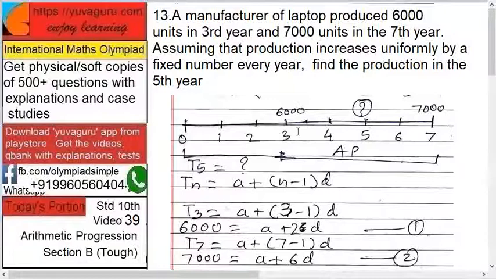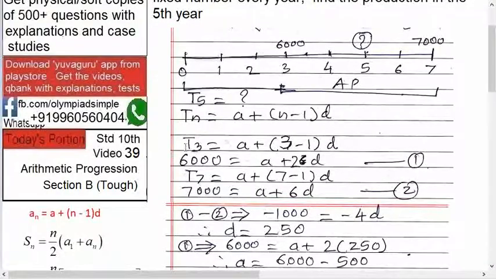So the common difference D is equal. We have to find T5 basically, right? So Tn equals A plus (n minus 1) into D. So T3 equals A plus (3 minus 1) into D. Here our target is to find A and D. That's the only motive. So 6,000 equals A plus 2D. Equation number 1. Similarly T7 is A plus (7 minus 1) into D. Therefore 7,000 equals A plus 6D.